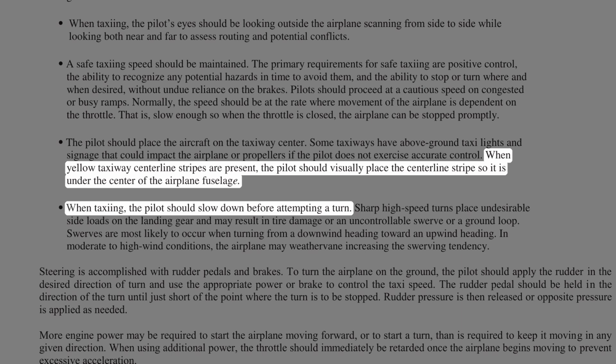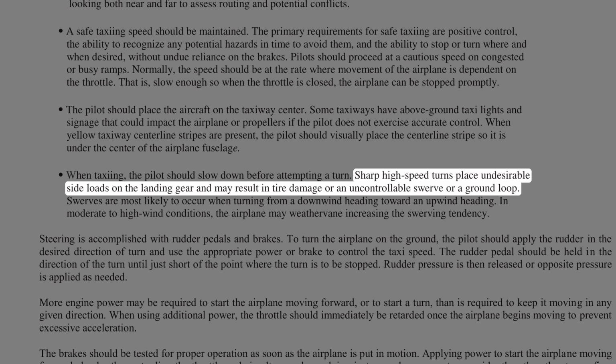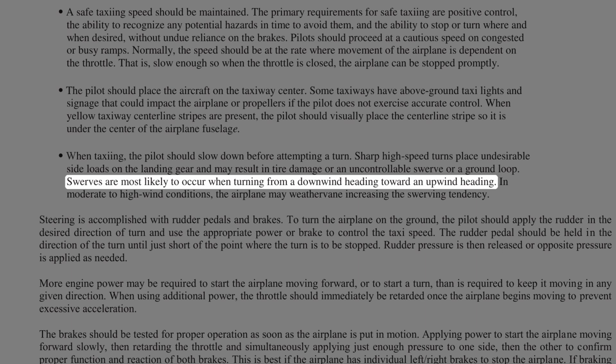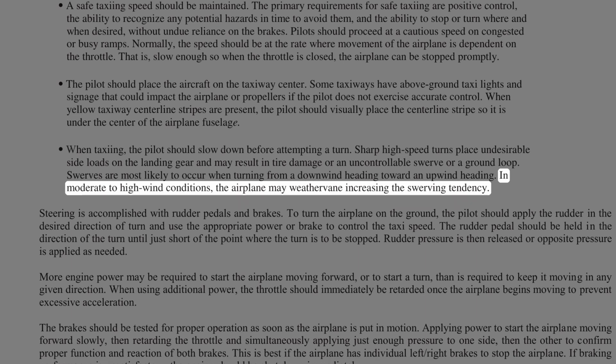When taxiing, the pilot should slow down before attempting a turn. Sharp high-speed turns place undesirable side loads on the landing gear and may result in tire damage or an uncontrollable swerve or a ground loop. Swerves are most likely to occur when turning from a downwind heading toward an upwind heading. In moderate to high wind conditions, the airplane may weathervane, increasing the swerving tendency.